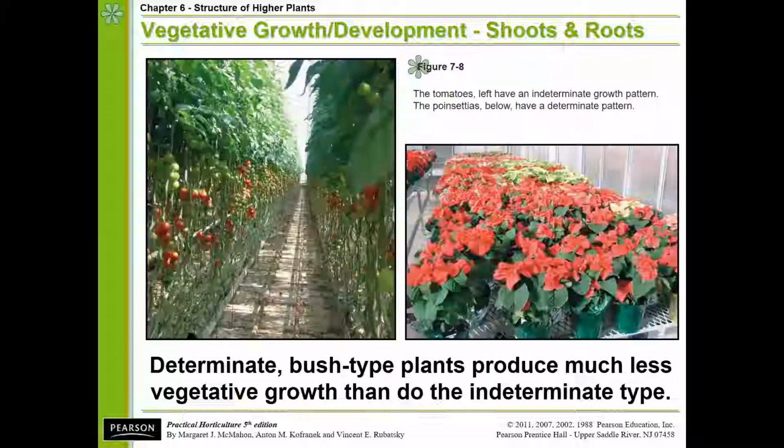They looked in that slide in the book at tomatoes on the left as having an indeterminate growth pattern, but I just want to point out that not all tomatoes have that, right? We have both bush and vine types. Beans are the same way. We actually have three different types for beans. We've got pole beans, which are indeterminate. We've got bush beans, which are determinate. And then there are also the half runners, which do a little bit of both in a way.